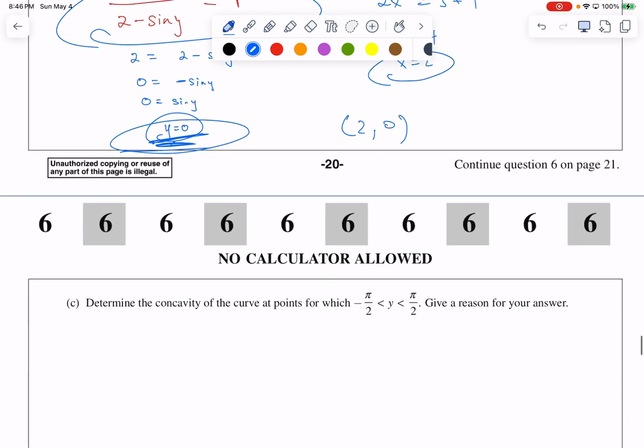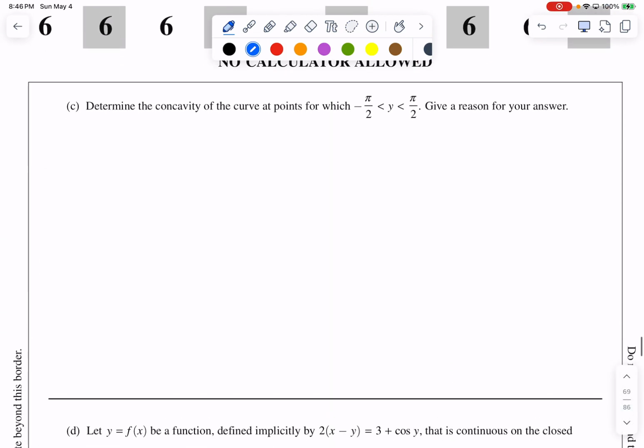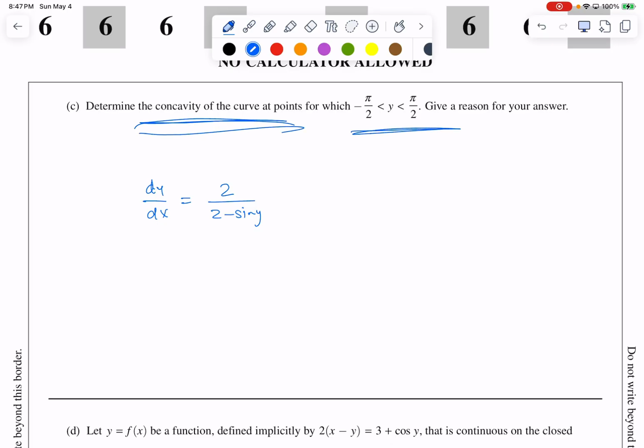All right, 2 more. All right, determine the concavity. What do you need for concavity? What derivative? Don't I already have the first? Did I even need to be able to do part A to do part C? Why? Because didn't they just give you the derivative in part A? What was the derivative from part A? 2 over 2 minus sine y. All right, we want to take the derivative to get to the second derivative, and I want to know the concavity from negative pi over 2 to pi over 2. So we're doing a sign analysis now.